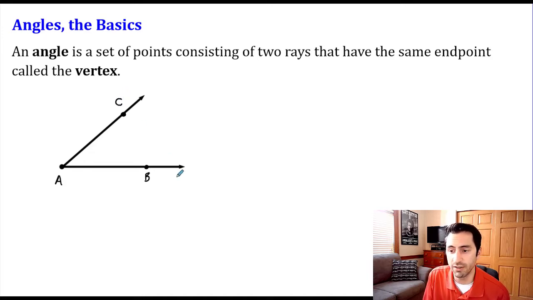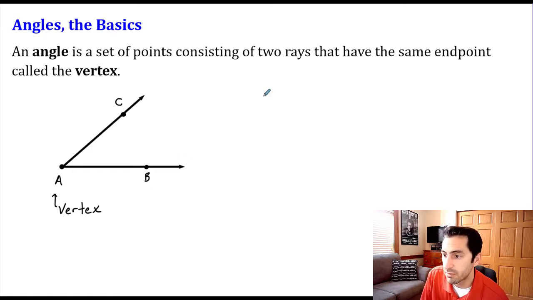So there's an angle. That's all it is. It's two rays and they share an endpoint. And that endpoint, that's what we call the vertex. Now let's talk about how we notate an angle. There's a couple different ways that we can name this.